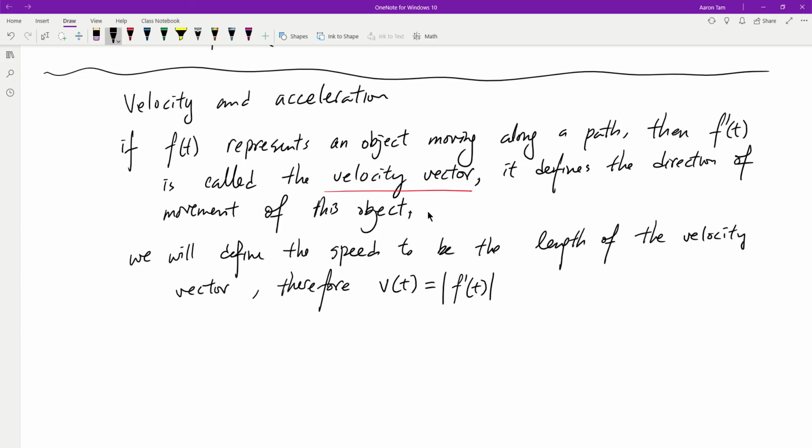And as a matter of fact, I probably should write this right here. We'll go add that in. It defines the direction of movement. Velocity vector is called vector v of t. Notice that different than v of t, where v here has no arrow on top, indicates a scalar. So therefore, we can think of v of t as just equal to the length of vector v of t.